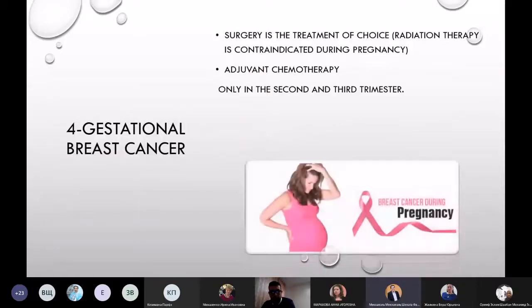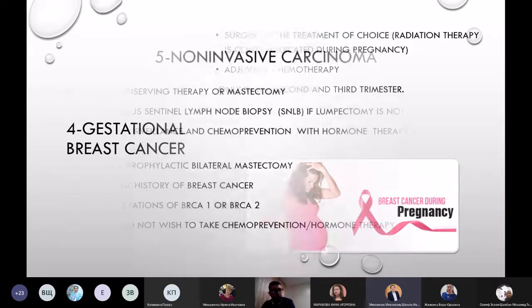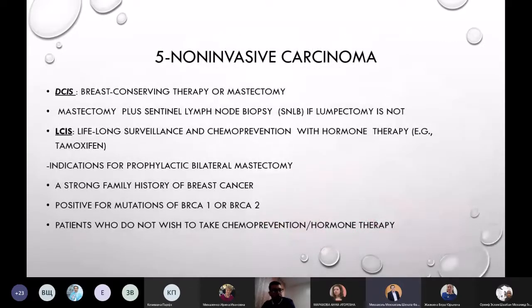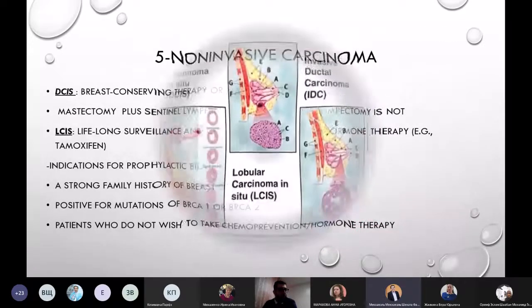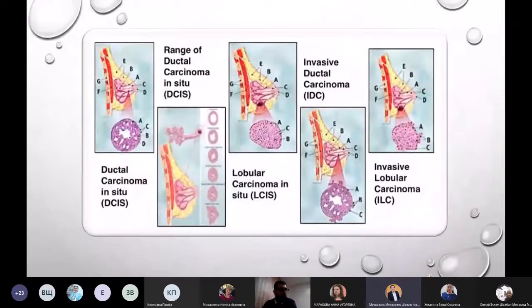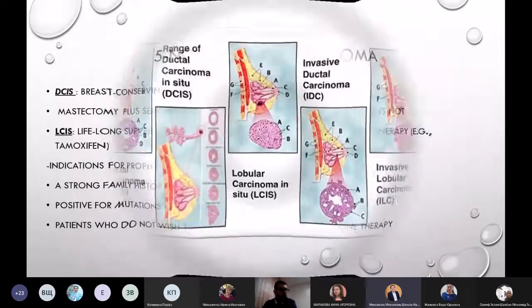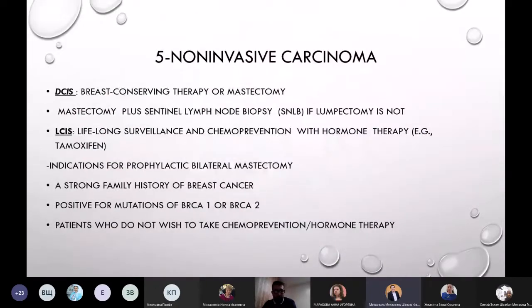If gestational breast cancer, remember that it's not the type of surgery, stop it, but you can go for anything after the second or third trimester. If non-invasive carcinoma, you can see it in this slide, either ductal carcinoma in situ or lobular carcinoma, you will go for breast conserving therapy or lifelong surveillance and chemo radiation.